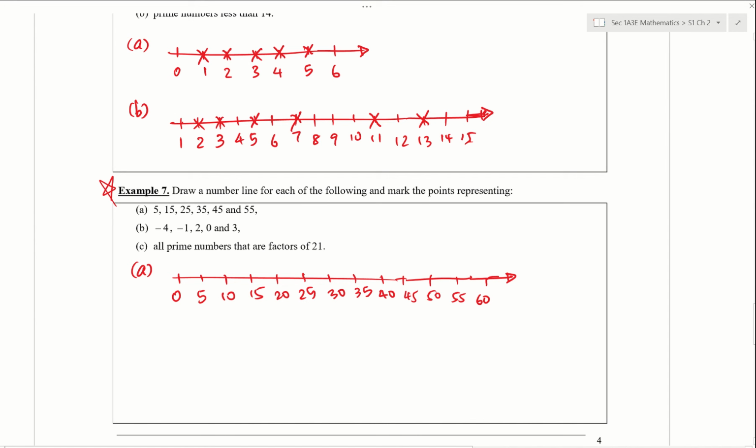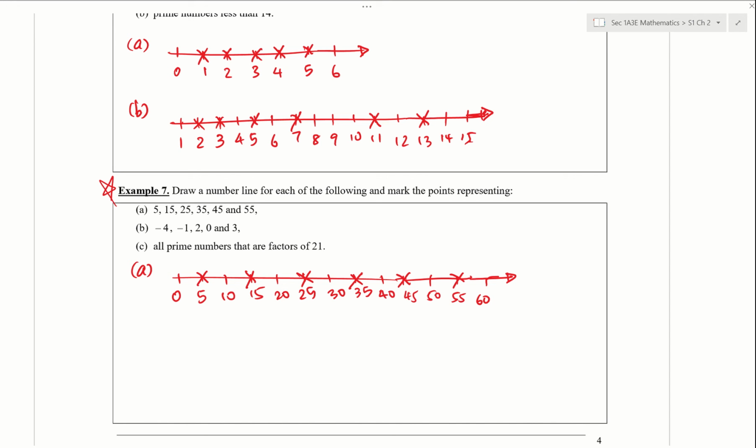So here, we just need to identify where the points are. 5, 15, 25, 35, 45, and 55. Anything wrong? Anything difficult? Zoom in. Can? If cannot, then you need to change space, change your seat already.